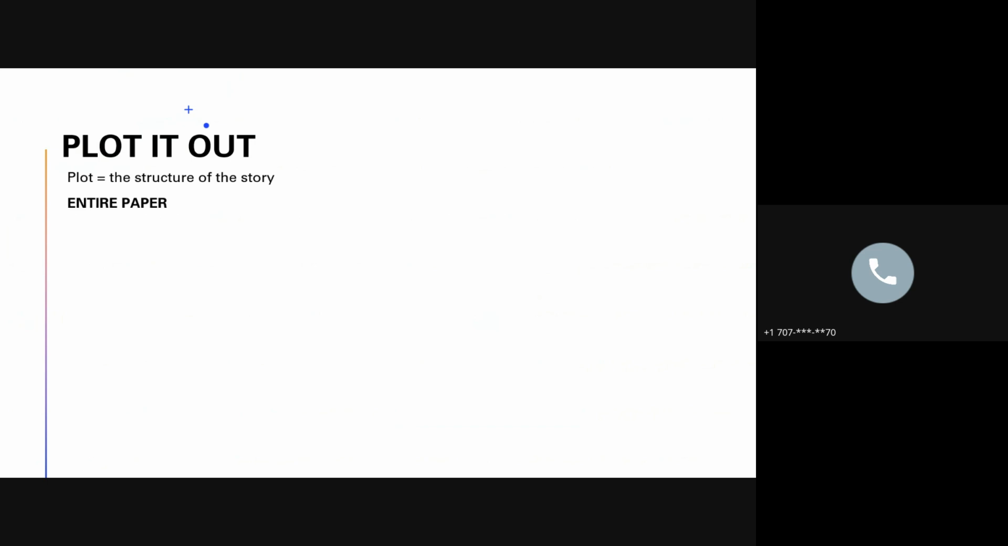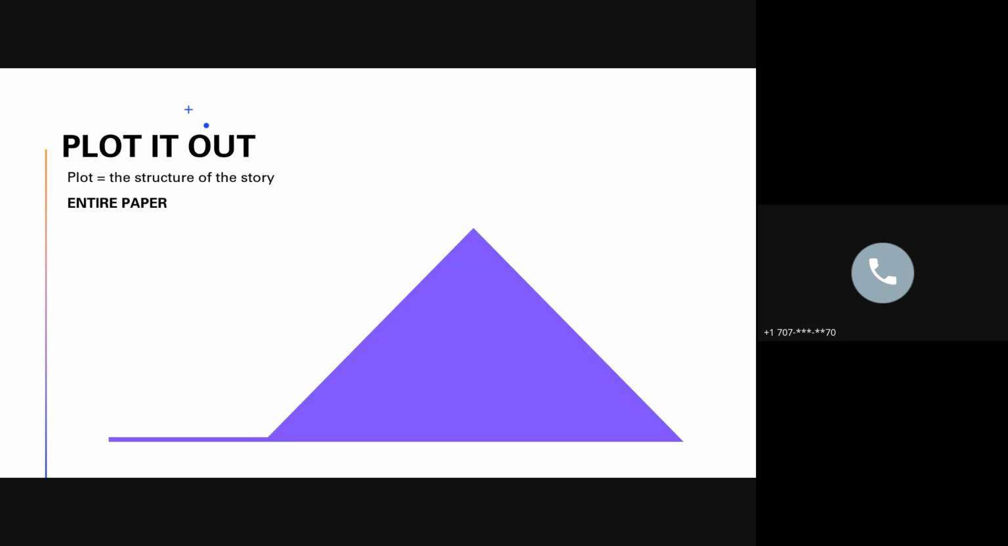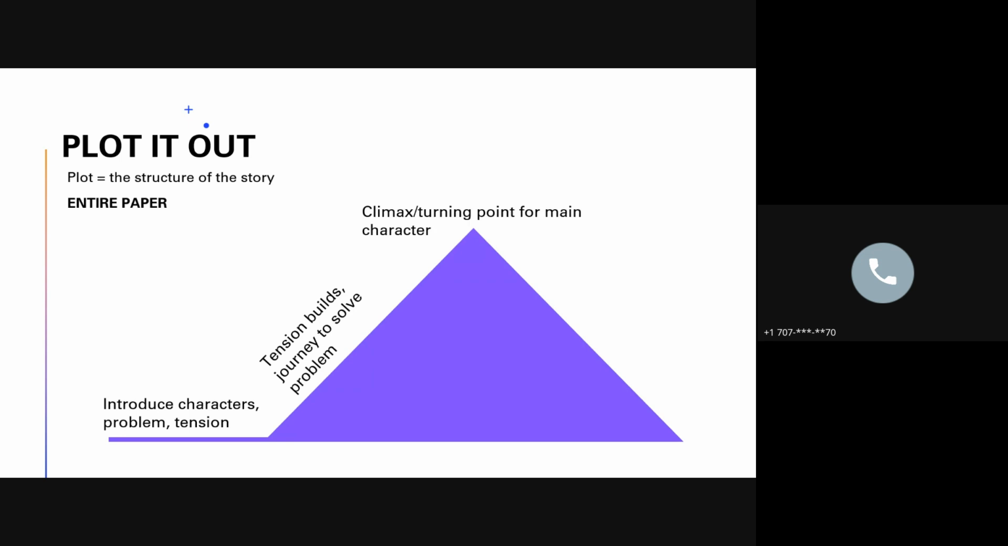If you're thinking about this in terms of a scientific paper, the plot occurs over the course of the entire paper. Some of the things we're going to talk about happen just in the introduction or just in the results, but plot looks at the entire paper. So here's our narrative arc again. In a scientific paper, we're introducing the characters, the problem, the tension. Then the tension builds and we go out on a journey to solve the problem. This is when we say, here's the problem that we have, and here's what I'm going to do in order to solve that problem.